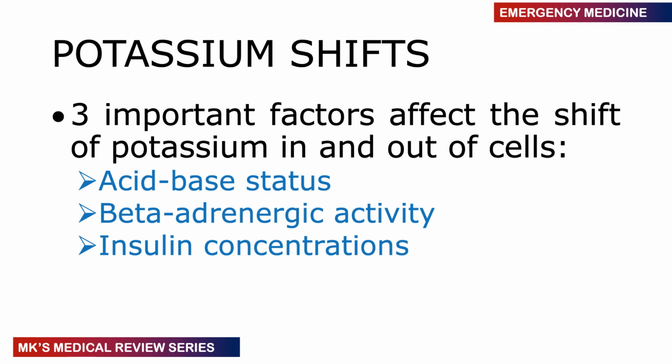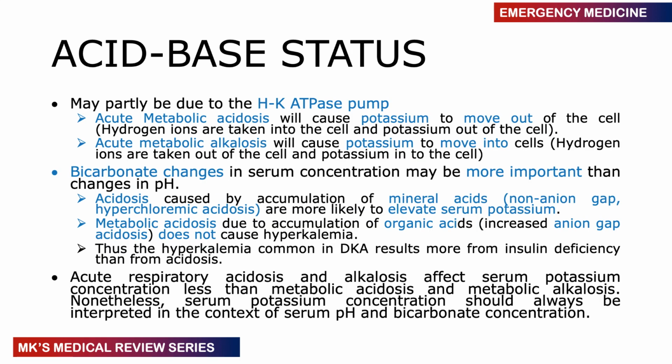So potassium can shift in and out of cells via three important factors. It's going to be influenced by acid-base balance, by beta-adrenergic activity, and by insulin concentrations. What do I mean by acid-base balance? The predominant thing here is, remember that the body maintains homeostasis. And whenever there is a change in the pH, this is also going to greatly affect the potassium concentration. It's more important when you get changes in bicarbonate concentrations than when you see changes only in the pH without the bicarbonate changing. But the changes in the pH also do affect the levels of the potassium.